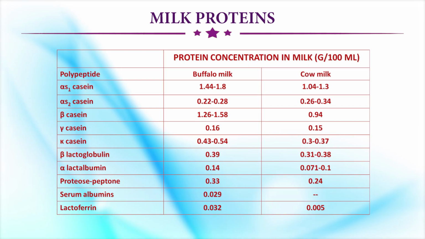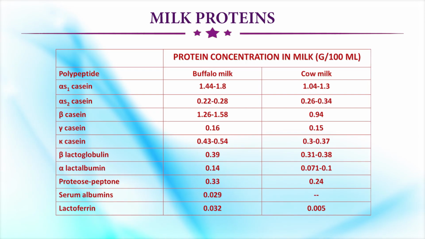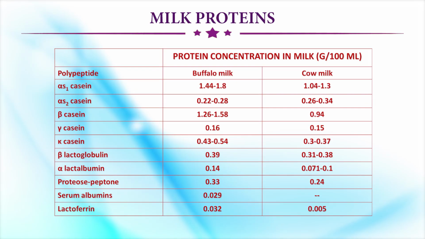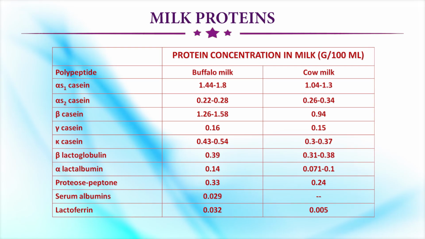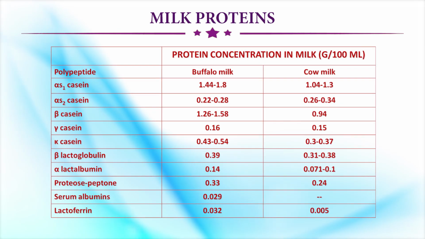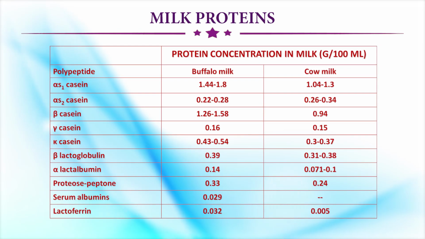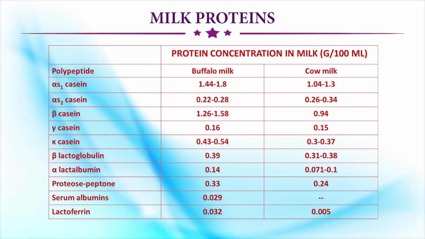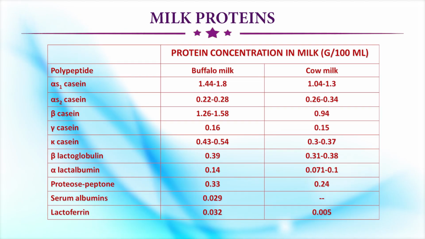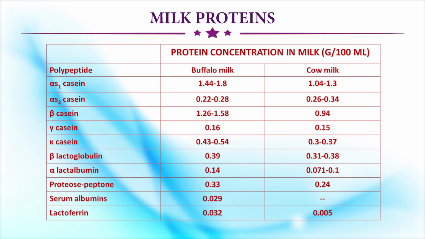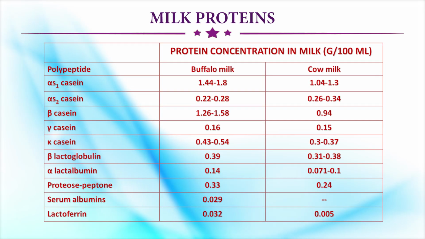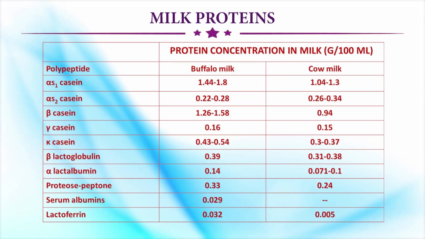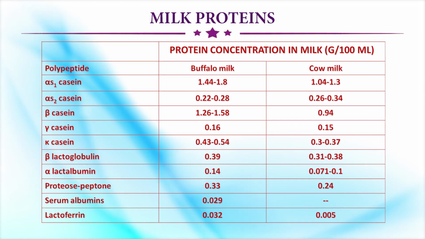Just see the comparison. You can see the value of alpha S1 casein, and in cow milk it is only 1.2. Similarly, for beta casein, kappa casein, gamma casein and the other components, there is a variation, and the value is more or less higher in buffalo milk as compared to cow milk. In all the components the value is higher.